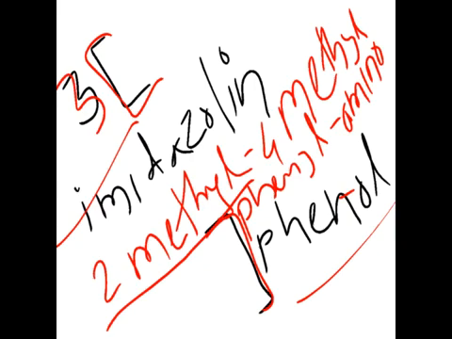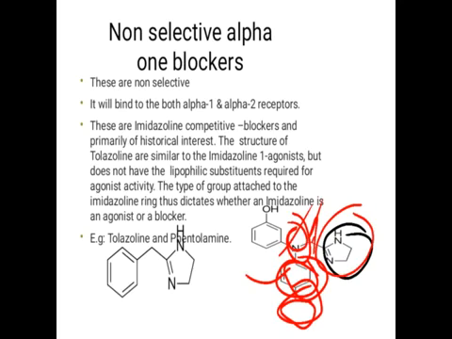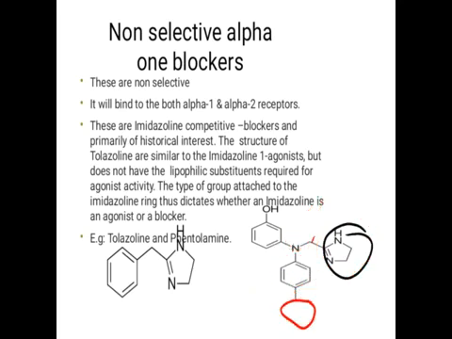So what will be the nomenclature for the phentolamine? The nomenclature is 3 into the bracket imidazoline, 2 methyl, 4 methyl phenyl amino, phenol. Okay, so that is the nomenclature for these drugs. So nomenclature clear झालं. What is the nomenclature for tolazolin and what is the nomenclature for phentolamine? Okay, so these are imidazole derivatives, or these are the imidazoline competitive blockers. These are primarily of historical interest. The structure is similar to the imidazoline agonist, but they have lipophilic substitution for the agonist activity, so they lack this substitution.